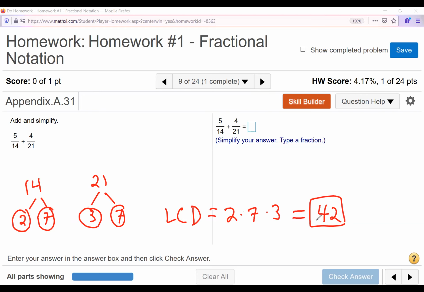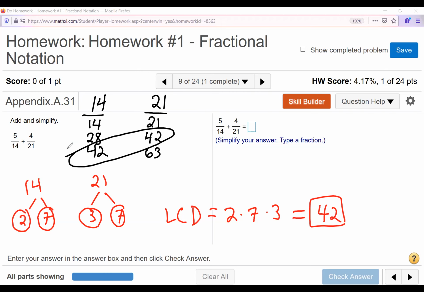Now, another way to do it is to list multiples of each denominator. So multiples of 14, I could do 14 times 1 is 14, 14 times 2 is 28, 14 times 3 is 42, etc. I could do the same thing for 21. 21 times 1 is 21, 21 times 2 is 42, 21 times 3 is 63, etc. And then notice that 42 is that common multiple of both of those numbers. So those are some different methods of coming up with this common denominator of 42.